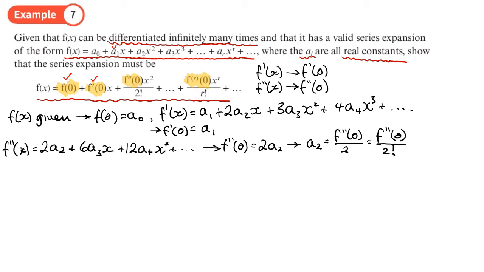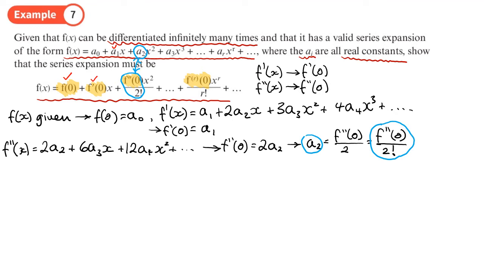So let's just highlight these things. I've got a2 equals this. So going back to my original expression, a2 is the coefficient of x squared, which is the same as the coefficient of x squared here. So we're showing that these things match up.